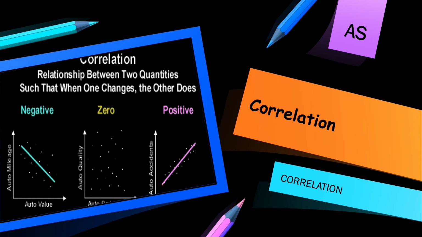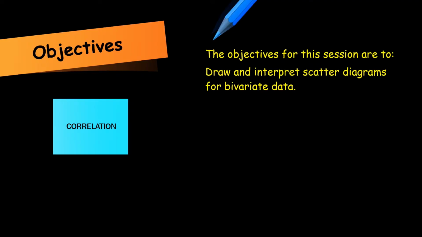Welcome to the session on correlation. The objectives for this session are to draw and interpret scatter diagrams for bivariate data.